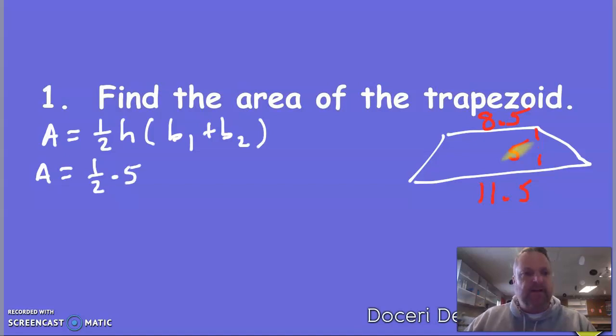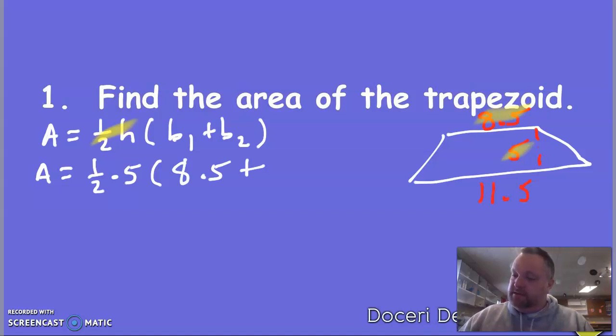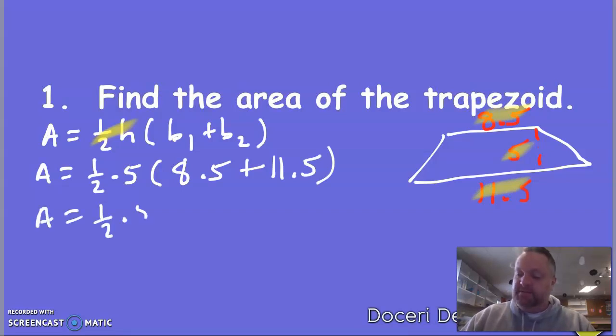The reason I'm multiplying by 5 is because anytime you have a number and a letter next to each other, it means they are being multiplied. So 1/2 times 5. And then in the parentheses, B1 is right here, 8.5, plus B2, which in this case is 11.5. Then I just simplify. 1/2 times 5. If I add 8.5 plus 11.5, it equals 20.